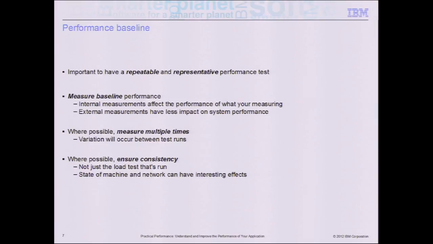So you need to find a way of having something that's representative and repeatable. You need to be able to run it several times. So once you've got that, and you've got the ability to run it several times, you need to make sure that the system that you're running your test on is consistent. And there's 2 ways that you really want to be consistent. The first is it needs to be representative of production.